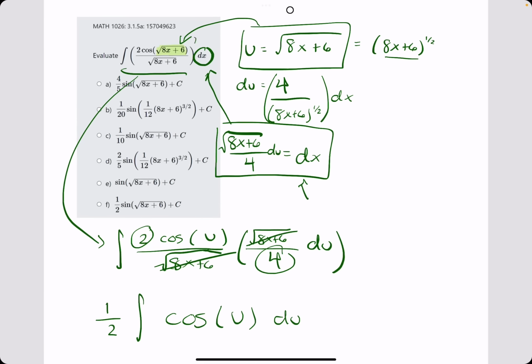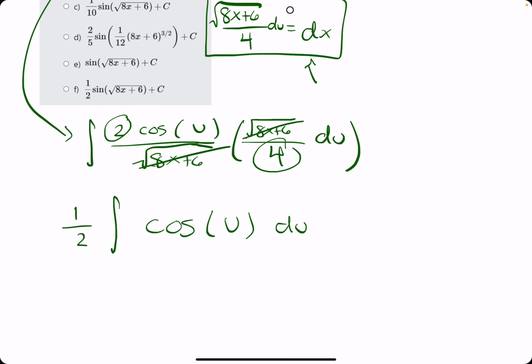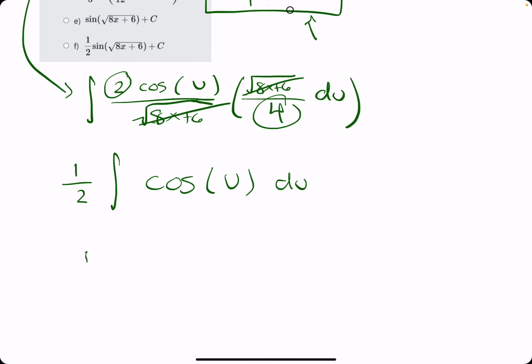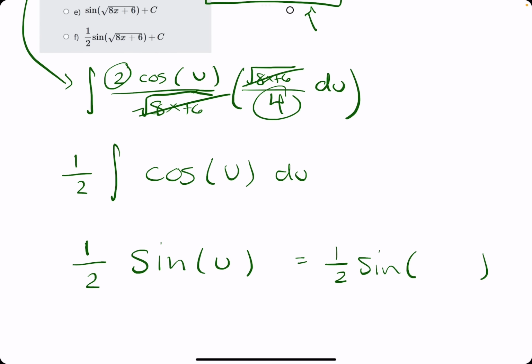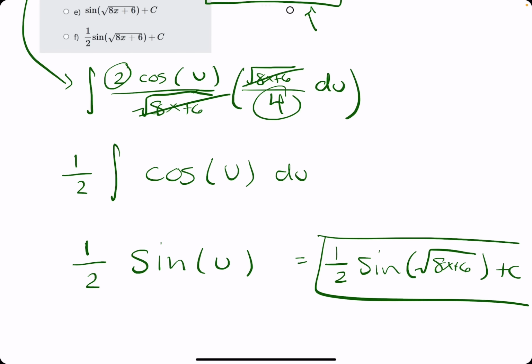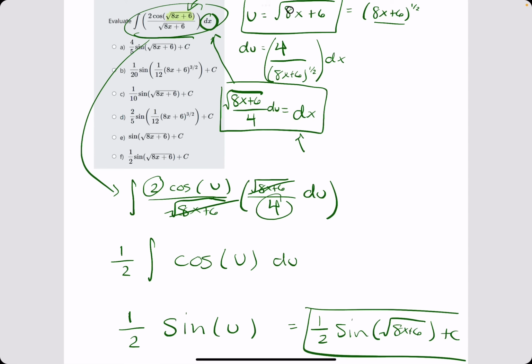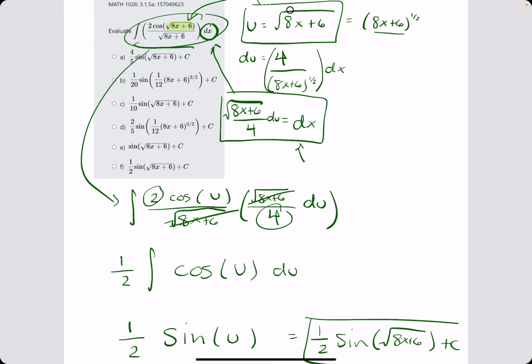So that entire original integral has been simplified to 1/2 cosine of u. So now we just take the antiderivative of cosine of u. The antiderivative of positive cosine is positive sine of u with the 1/2 on the outside. And then if we plug back in the u, it was square root of 8x plus 6. Tack on a c, and this should be our final answer. And this looks like option F, I believe. The 1/2 probably tells us everything we need to know. So I'm going to go with F as our answer.